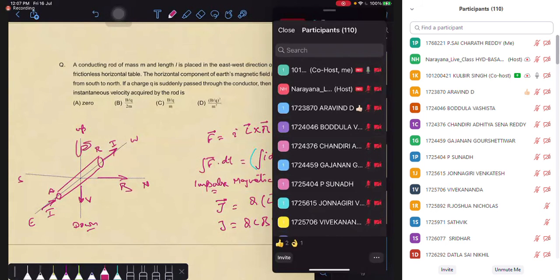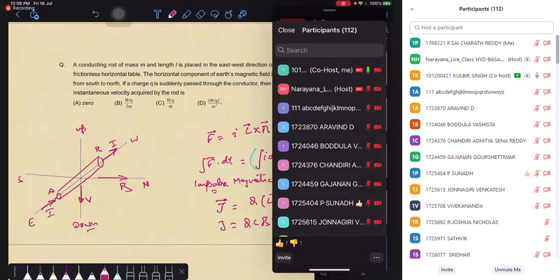So you have to first rotate your hand, twist your hand, and then it will rotate from I to B. This diagram is giving a wrong impression. So you have to rotate the fingers from I to B.